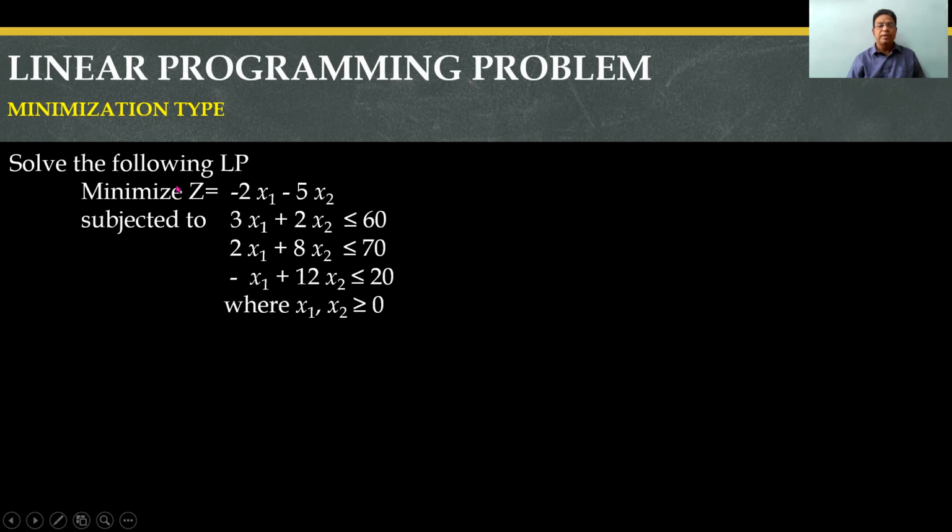Solve the following LP. Minimize z equals minus 2x1 minus 5x2 subject to 3x1 plus 2x2 less than or equal to 60, 2x1 plus 8x2 less than or equal to 70, minus x1 plus 12x2 less than or equal to 20, and x1, x2 both greater than or equal to 0.